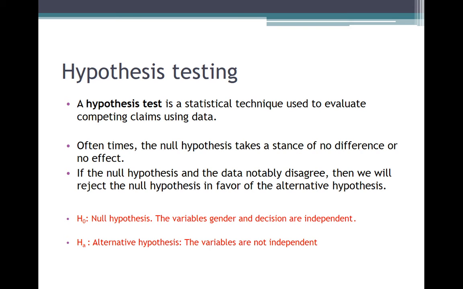Okay, so you have a hypothesis test. It's a statistical test used to evaluate competing claims using data. Usually the null hypothesis takes a stance of no difference or no effect. And the alternative is there is a difference, there is an effect. So when you wrote this down back in Lab 3, the variables of gender and decision are independent versus the alternative that they're not independent.